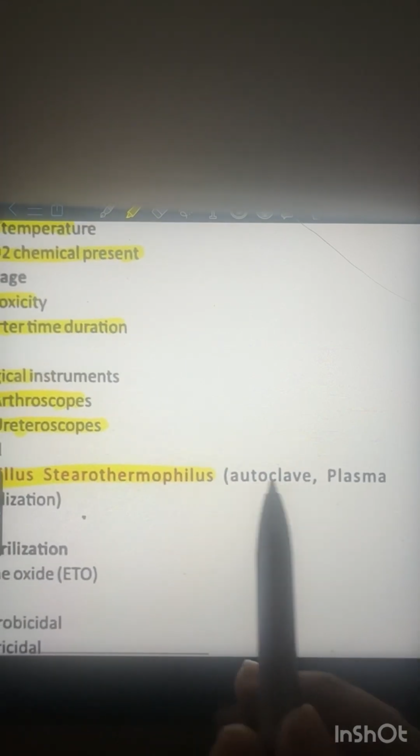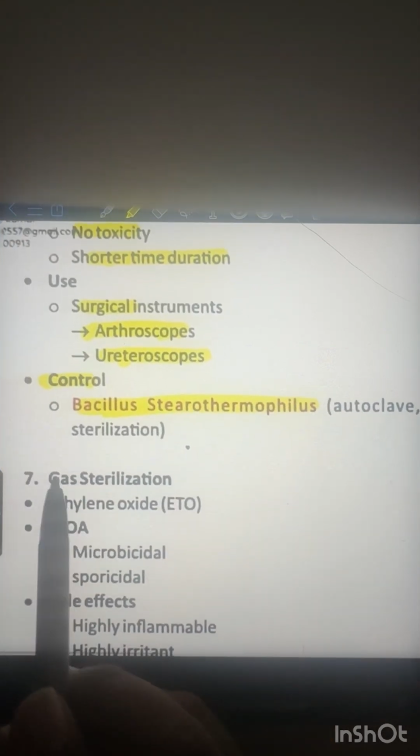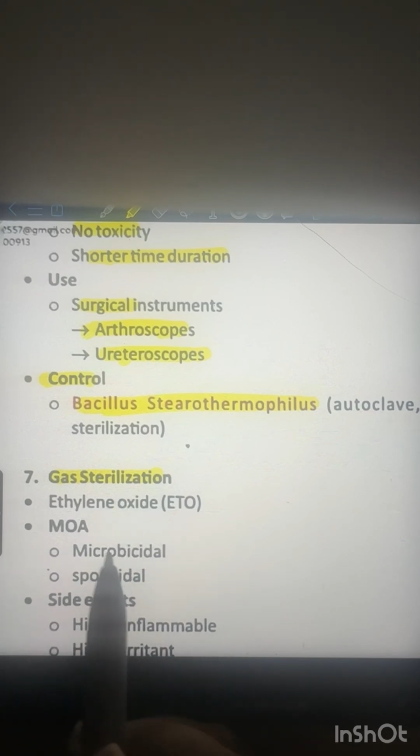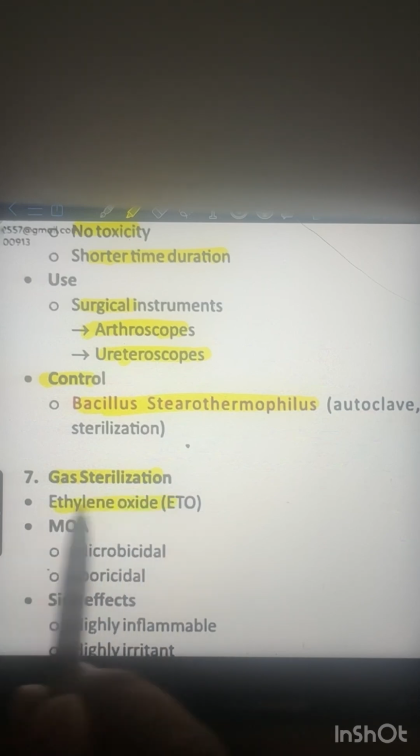I am using ethylene oxide gas. But why is this not as famous as plasma sterilization? Because this ethylene oxide has a lot of problems. It is inflammable, it is carcinogenic, it is explosive, it is irritant. Meaning, it has every kind of problem. It will irritate you, it is explosive, it might catch fire, it might even be carcinogenic.